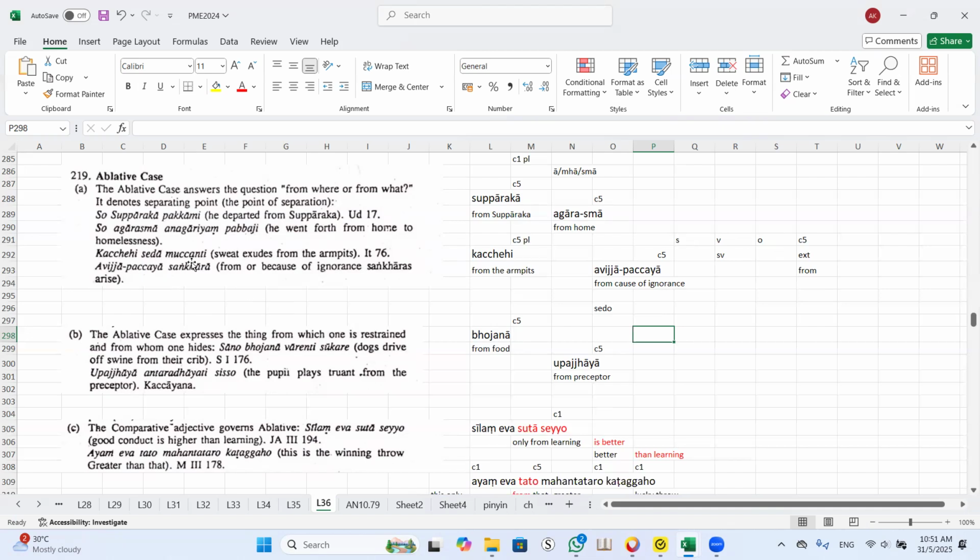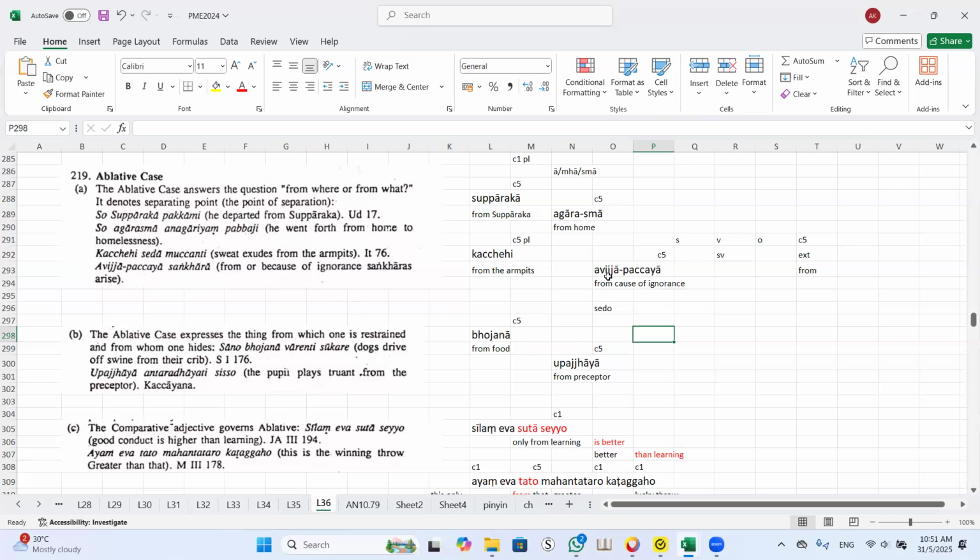Avijja Pachaya Sankara. This one is the original dependent origination. In this case, the word Sankara is plural, and this is a subject. Avijja Pachaya. How do you translate? This is a compound. Here, from ignorant, from condition, then this is Sankara, condition Sankara. So this is a bit difficult.